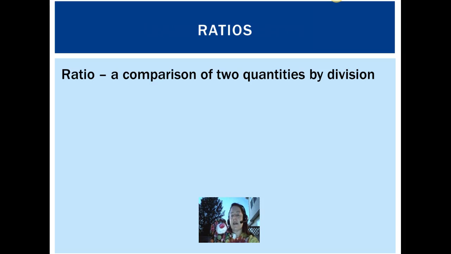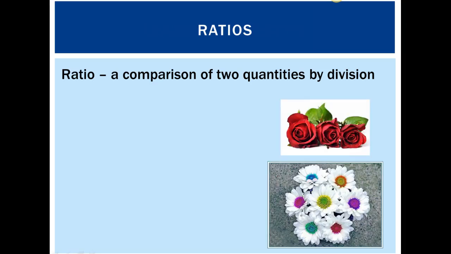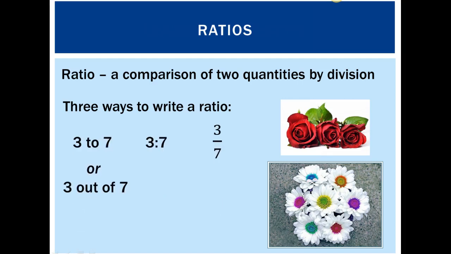Let's take a look at an example. There are 3 roses and 7 daisies. We could write a ratio comparing the number of roses to the number of daisies. There are 3 ways to write a ratio. One way is to use word form. In this case, we would use 3 to 7. In some instances, it would be more appropriate to use 3 out of 7.